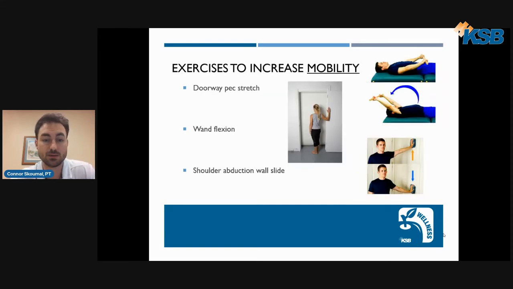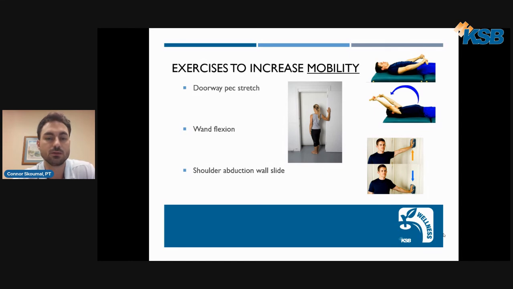Exercises to increase mobility. One of the exercises we want to do is to increase the flexibility or mobility of the anterior chest wall. So the doorway pec stretch is one I really like to do. That's the first picture right in the middle here. The woman has her arm at about a 90-90 angle, and she's standing.